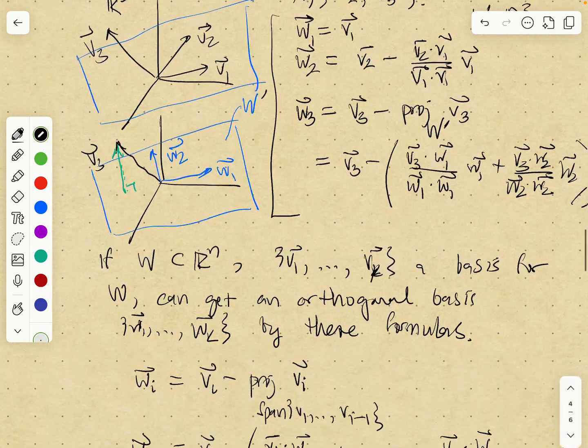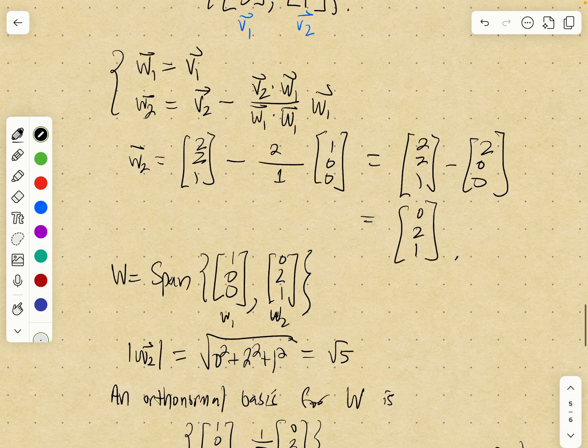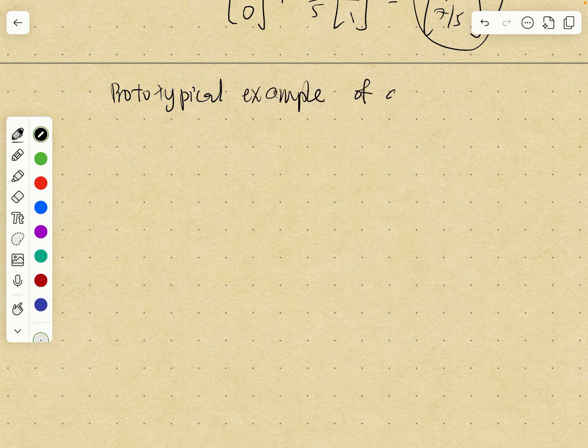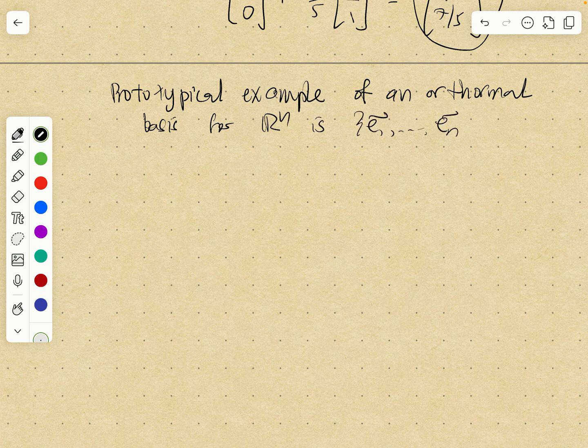It's the same reason why, for R3, you would want to use E1, E2, E3. In many cases, that's a good basis because it makes things simple. So a typical example, the prototypical example, I should have said this before, of an orthonormal basis: well, for Rn, it's just the standard basis, E1 through En, right? These are unit vectors and they're orthogonal to each other.